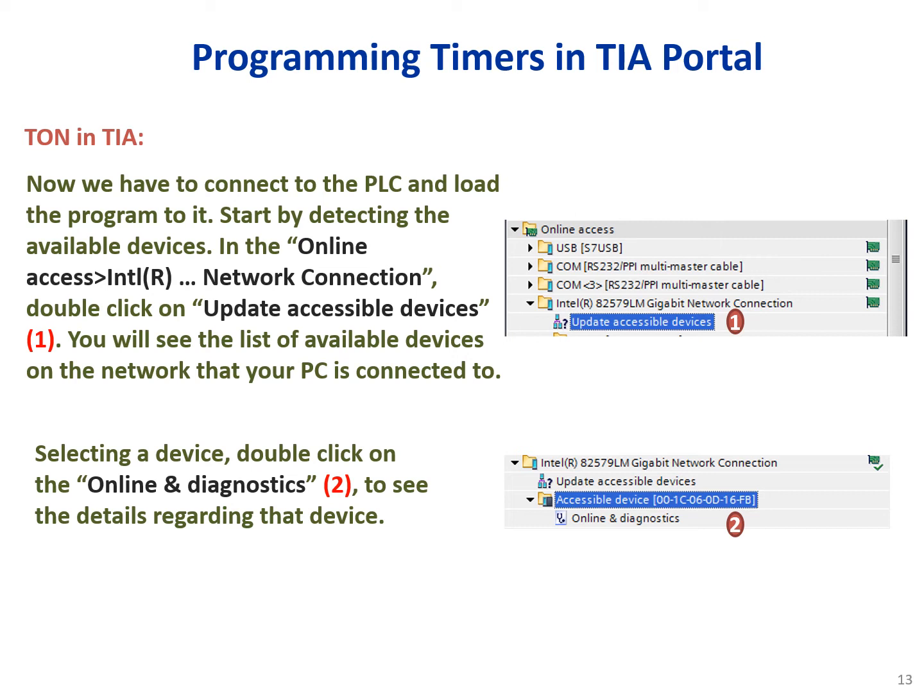TON in TIA. Now we have to connect the PLC and load the program to it. Start by detecting the available device. In the online access, under the Intel network connections, double click on update accessible devices. Okay, so this one. This name might change depending on your PC or laptop.